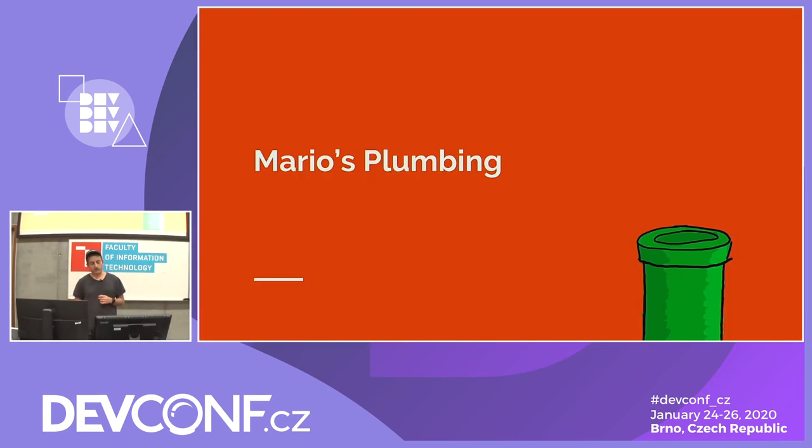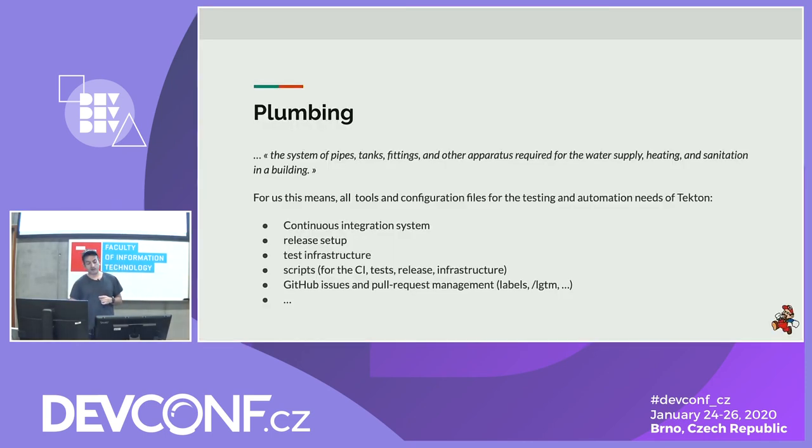So what's Mario's plumbing? That's the title of my talk. So plumbing, what's plumbing? It's what you have in a house that ties all your stuff together. And for us here, what it means is all those shell scripts and all those release setups and all that stuff. We have one repo where all those scripts are, and that's what makes all the projects go, validating the project and making the release or testing the CI.